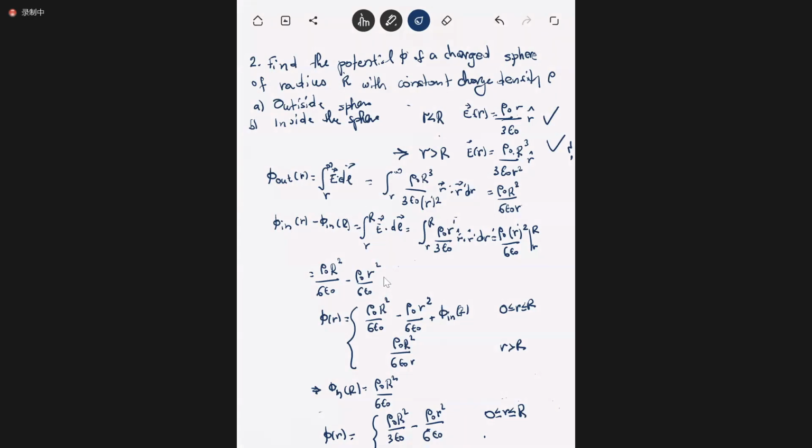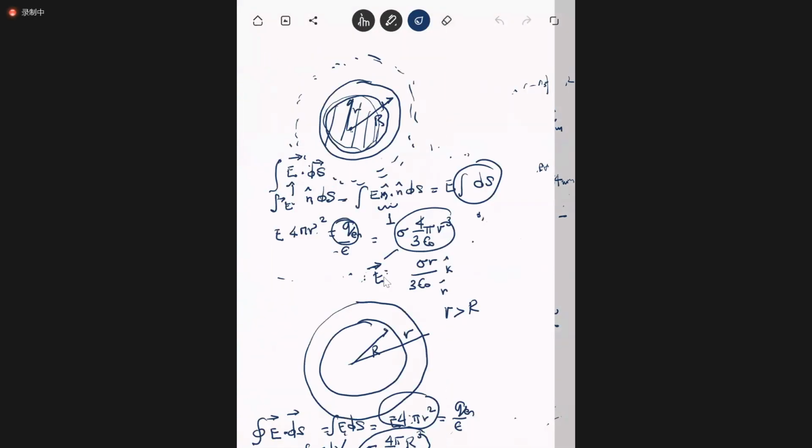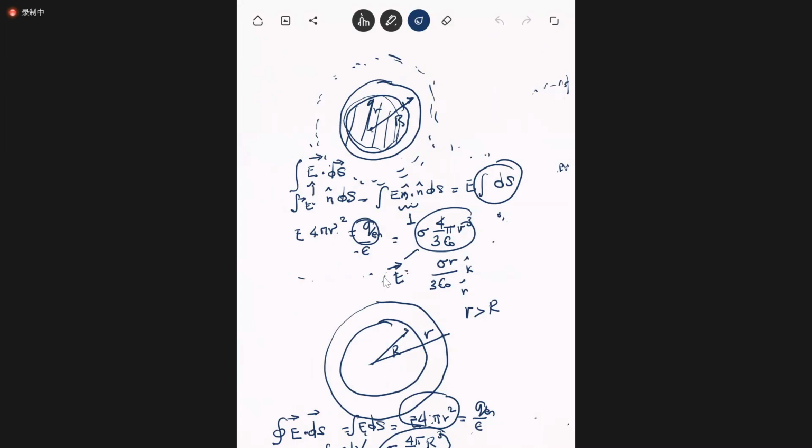Let's go back again, do it step by step, and then we'll check to see if the calculations are correct. Right. So this was when small r was bigger than capital R, in other words, outside of the charge sphere. And this was the case when small r is smaller than capital R, in other words, it's inside the charge sphere.